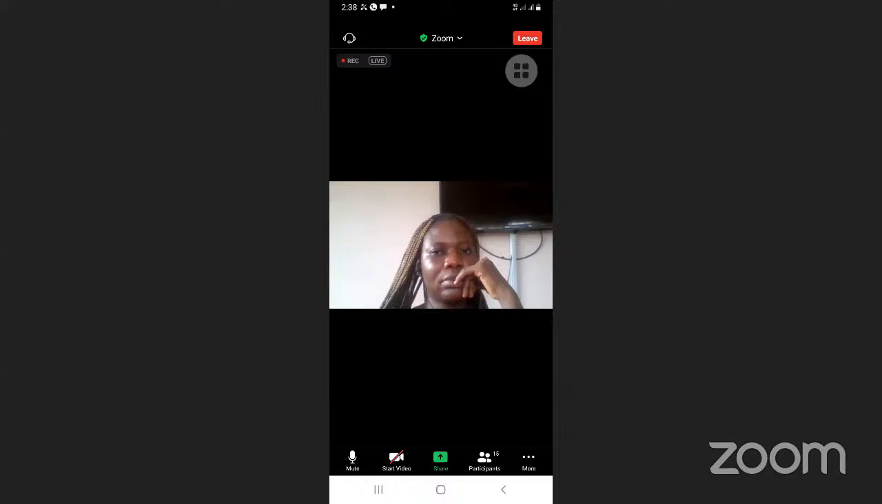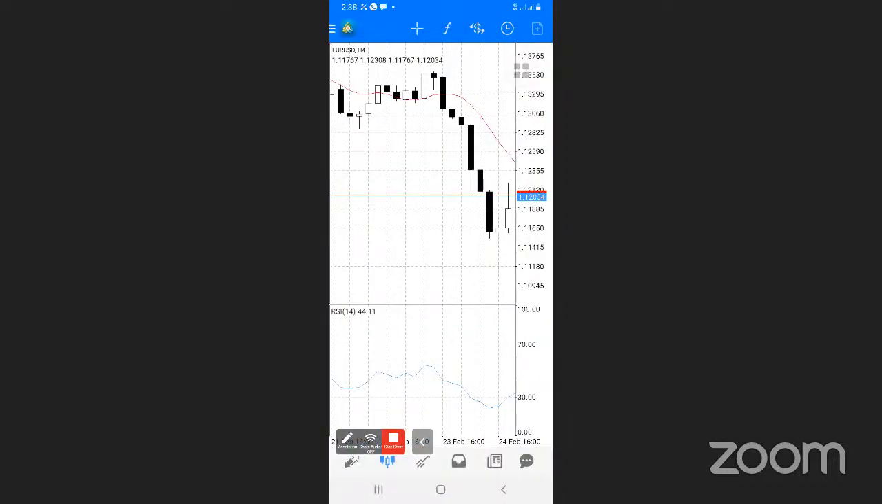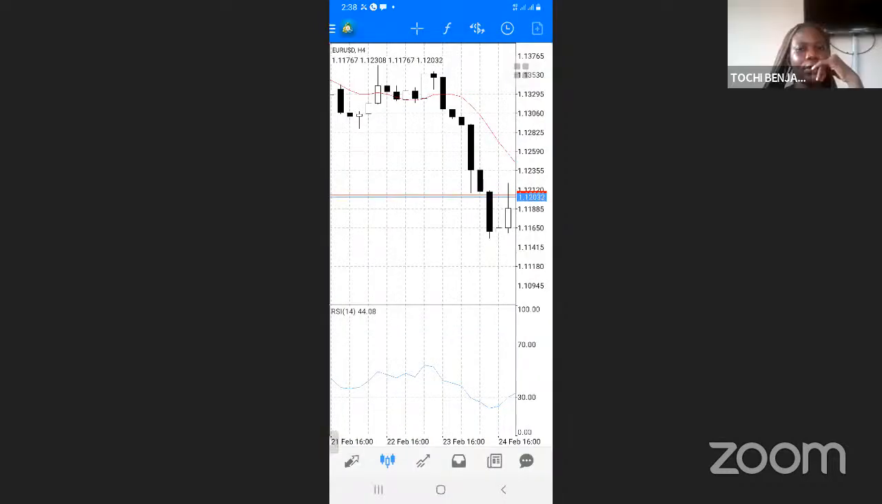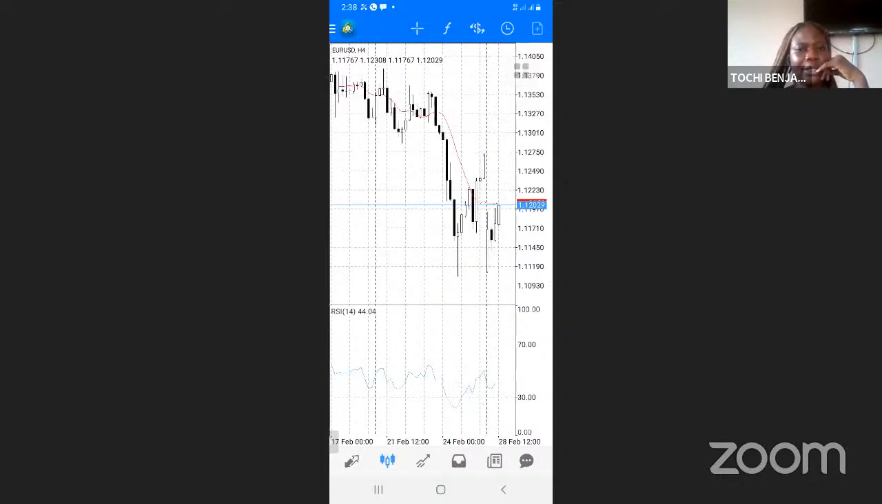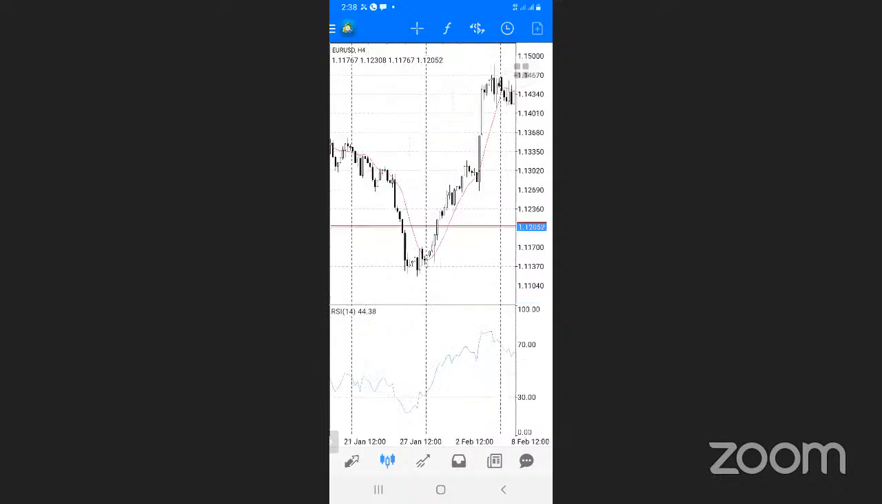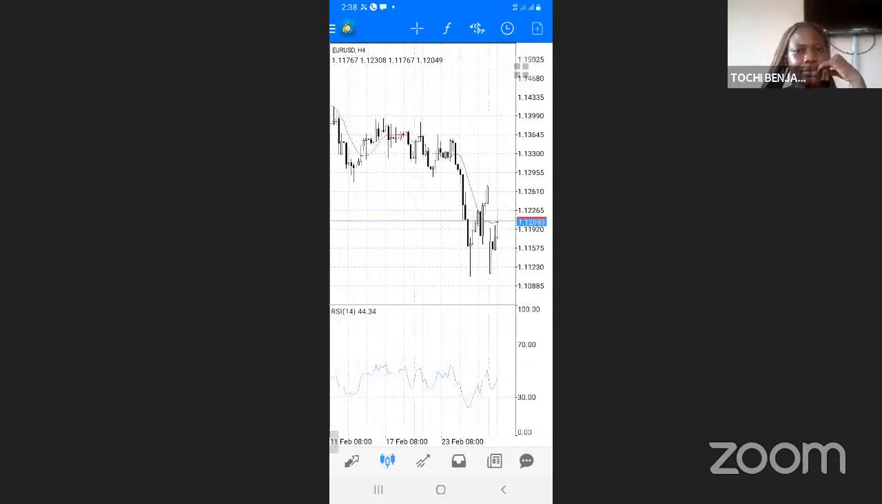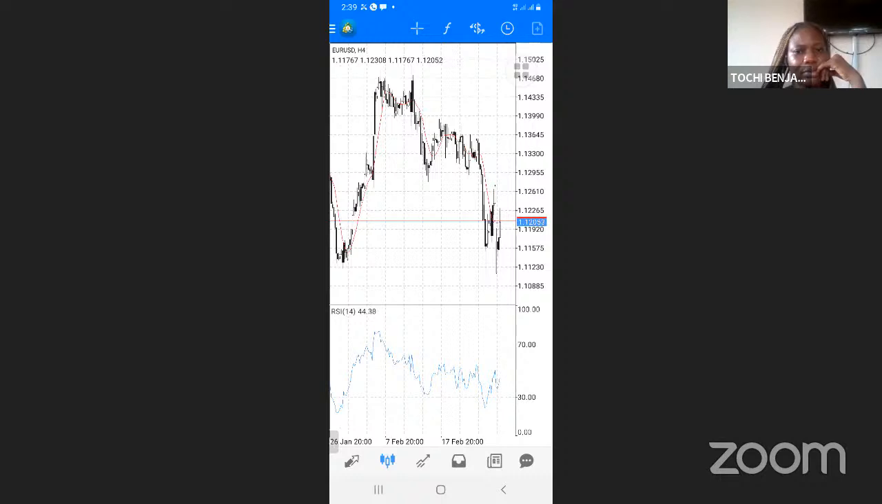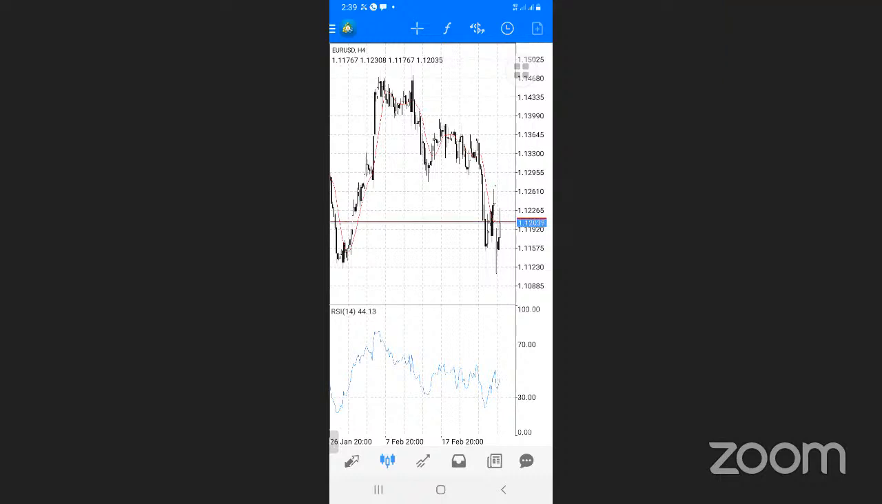Are we there, ma? I'm here to see your chart. No, I'm not seeing your chart. Okay, let me go and check. I think this code has gotten it off. Okay, can you see it now, ma? Yes. Okay. So reduce your candles so you can see the history. Reduce it more. It has been reduced. Okay.